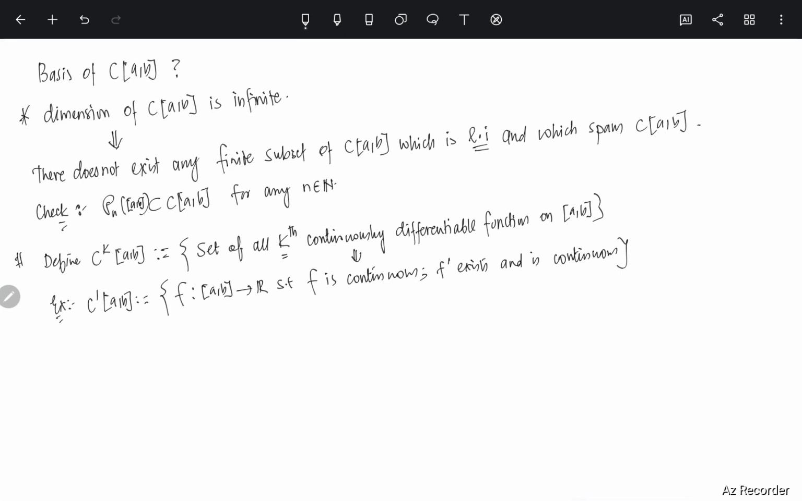As you can see, you can guess that these sets C^k[a,b] are always going to be infinite dimensional. So this also you need to check, that C^k[a,b] is infinite dimensional.